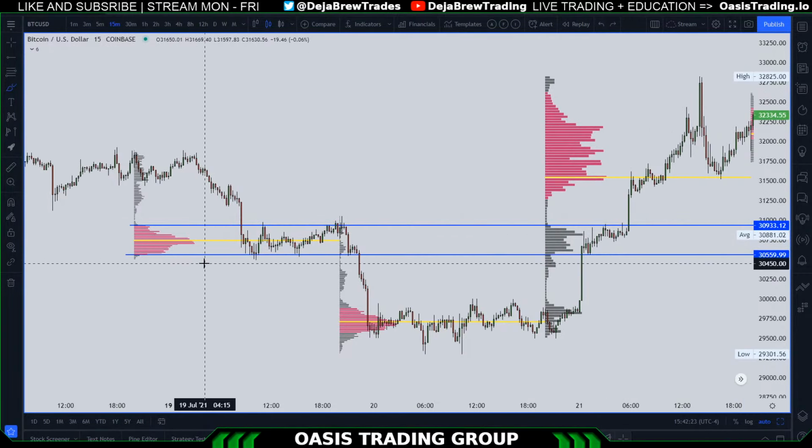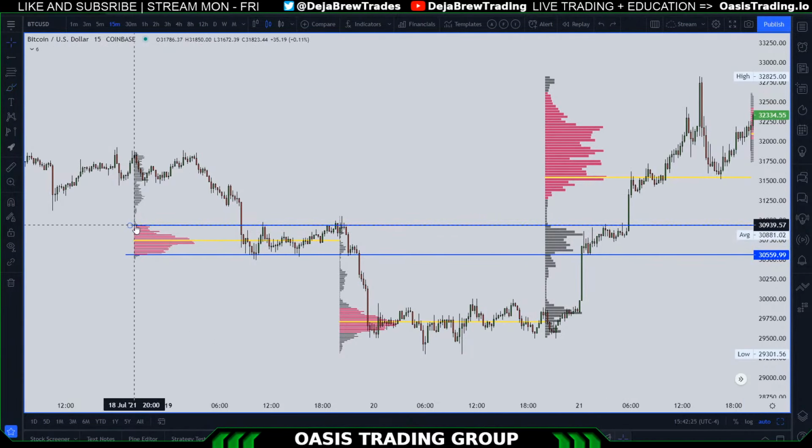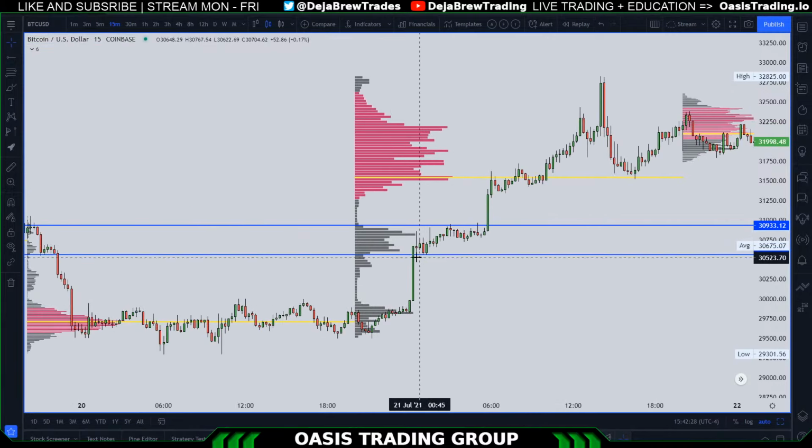And notice how beautifully those levels acted. You see that value area high, value area low? Look at how these levels acted here.